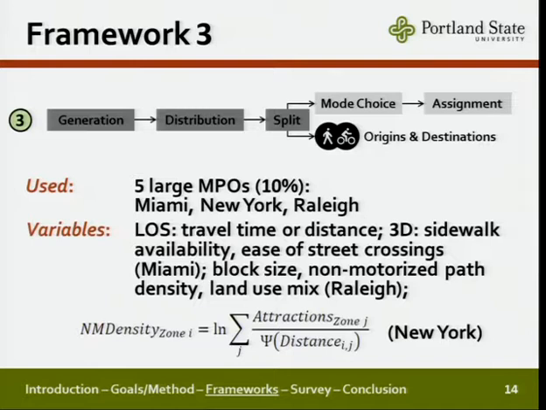About 5 MPOs use this as well, including New York City, whose tour-based activity model uses this framework. We see similar density, diversity, design measures of the built environment, things like sidewalk availability, ease of street crossings, block size, non-motorized path density, and land use mix in Raleigh. And then New York City also uses a similar accessibility measure, although they don't do it for the whole region, they only do it for zones that are within about 3 miles of the considered zone.